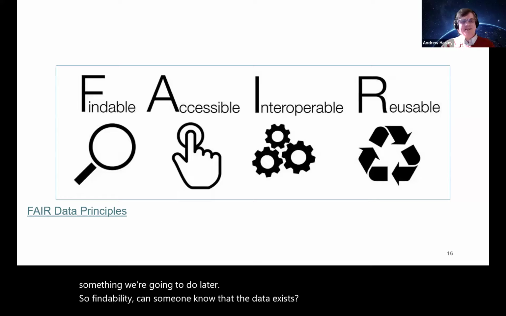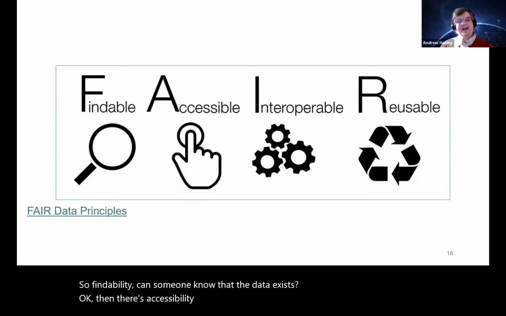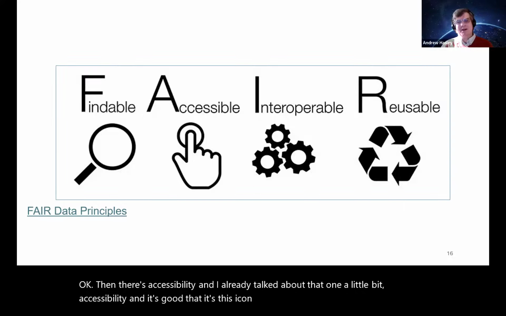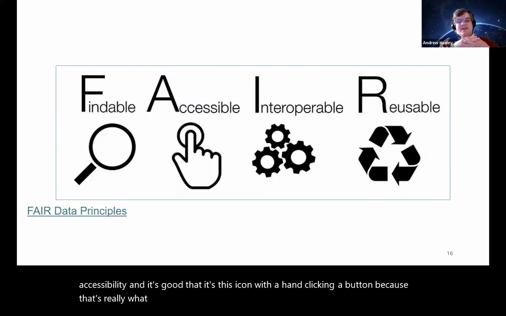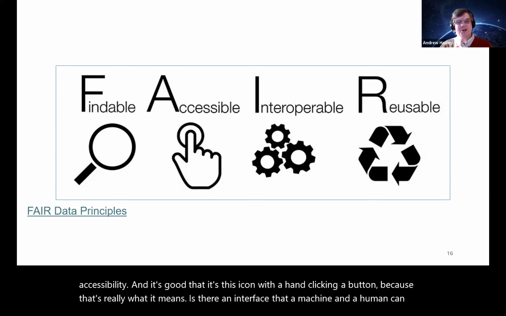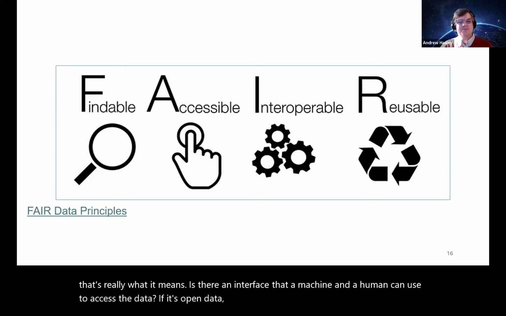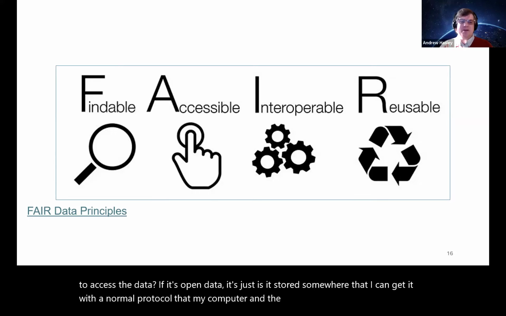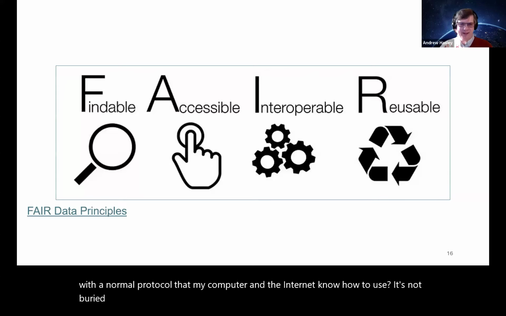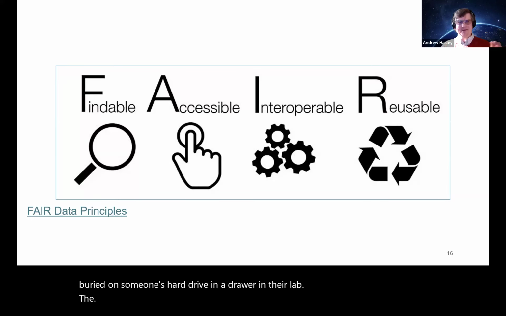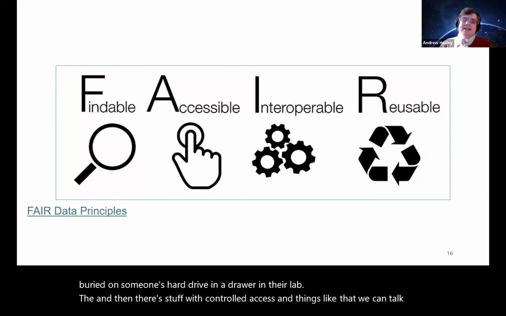And then there's accessibility. I already talked about that one a little bit. It's good that the icon is a hand clicking a button, because that's really what it means. Is there an interface that a machine and a human can use to access the data? If it's open data, is it stored somewhere that I can get it with a normal protocol that my computer and the internet know how to use? It's not buried on someone's hard drive in a drawer in their lab. And then there's stuff with controlled access, and we can talk about it if people are interested.